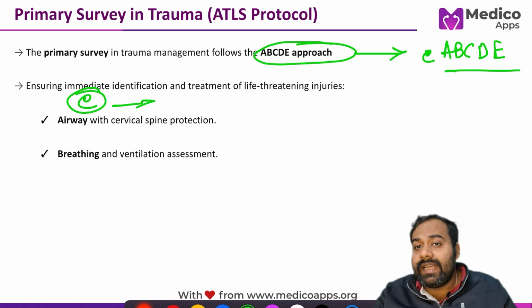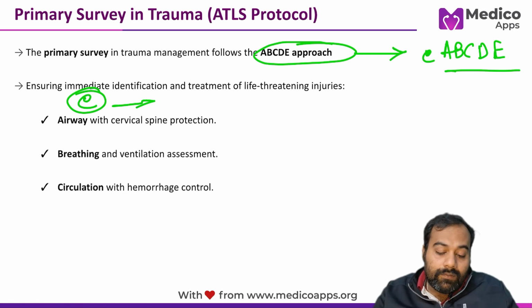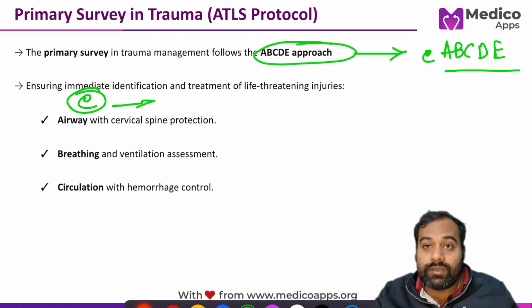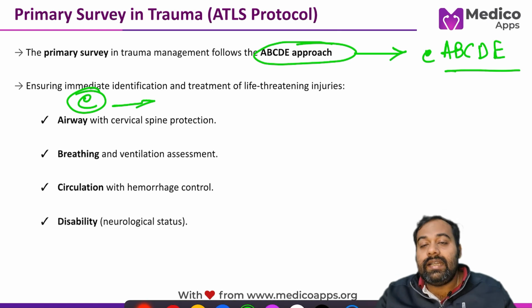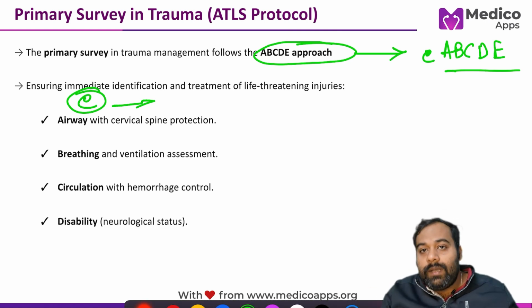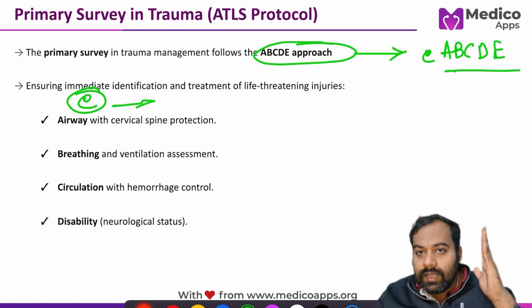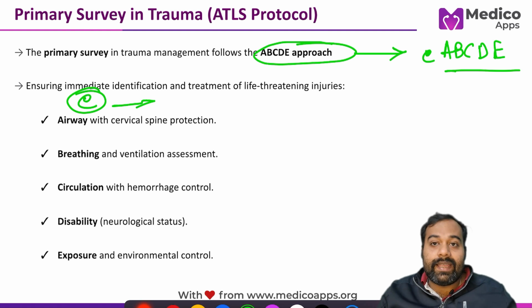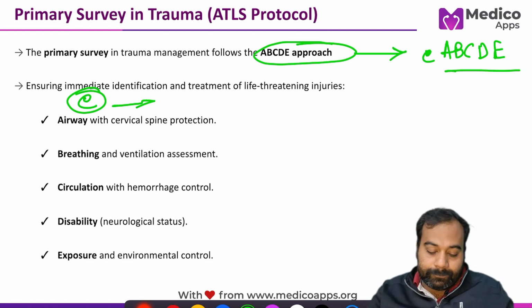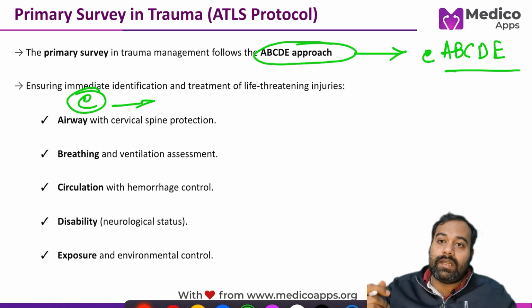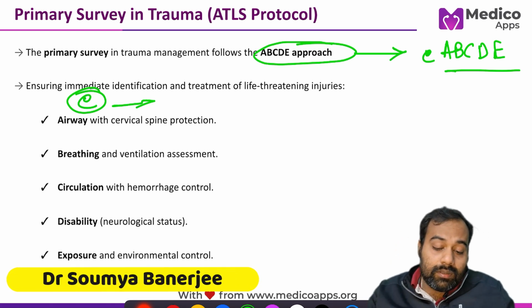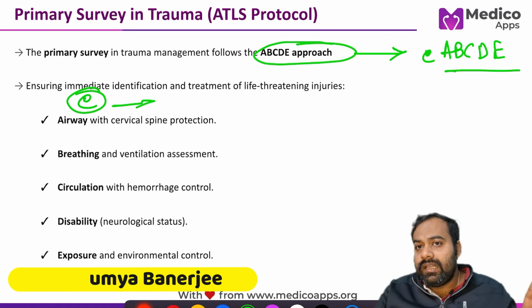Then you have the breathing and ventilation assessment, followed by circulation and hemorrhage control. And then there is disability. So in the disability segment, we try to get an idea regarding the neurological status. Followed by exposure of the patient and thorough clinical examination, and proper environmental control is supposed to be done. So this is your primary survey in a nutshell.